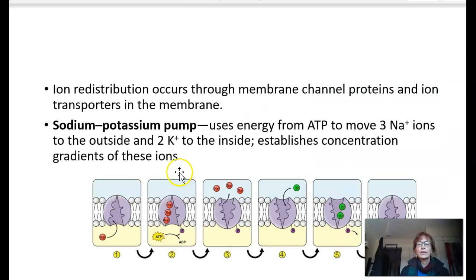The sodium-potassium pump, we know, always moves 3 sodium out for every 2 potassium it brings back in, and so it creates this gradient where you have far more positive charge out and a lot more negative charge in, even though potassium is positive, but it's also in with a lot of other negative anions.